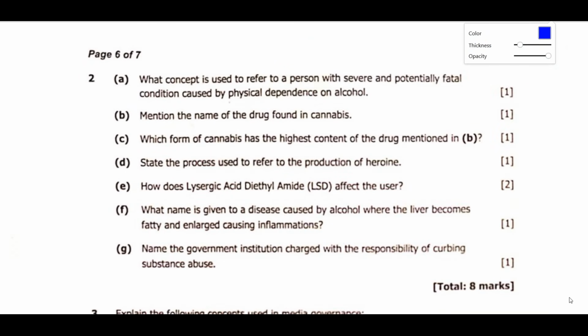So question number 2A, what concept is used to refer to a person with severe and potential fatal condition caused by physical dependence on alcohol? Okay, so we can give 2 answers for a question like this one. If you want, we can just say alcoholism. So if not alcoholism, we can say alcohol use disorder, AUD.